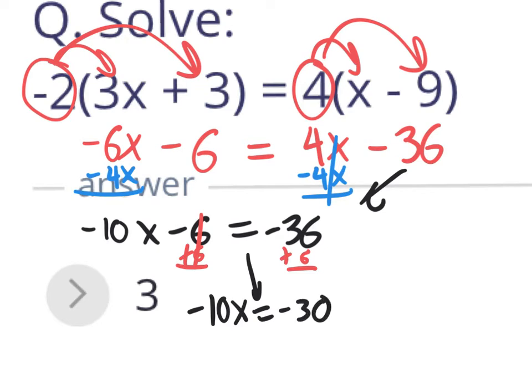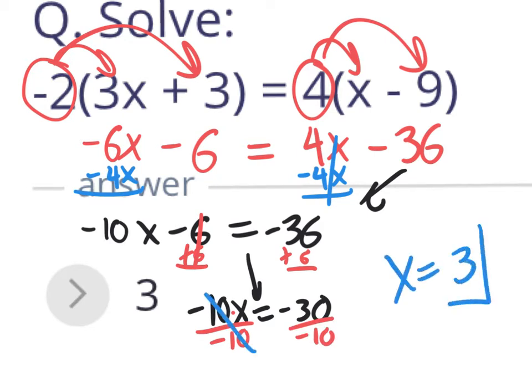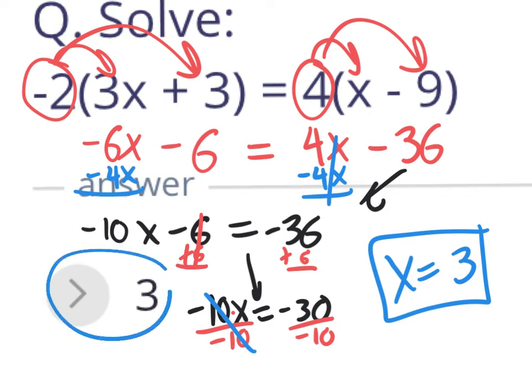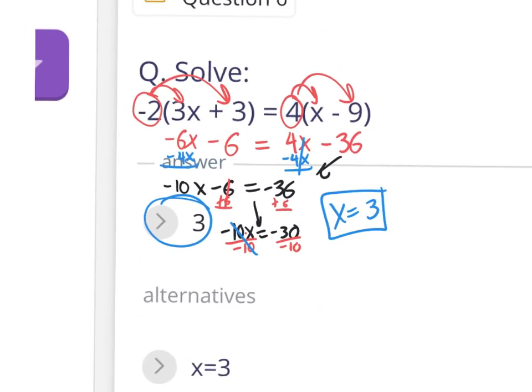What is this really saying? It's saying negative 10 times x equals negative 30. So I need to get rid of that multiplication of negative 10 by dividing by negative 10. And what I do to one side, I do to the other. My final answer will be x equals positive 3. And that's the answer that they have right there. X equals positive 3. Moving on.